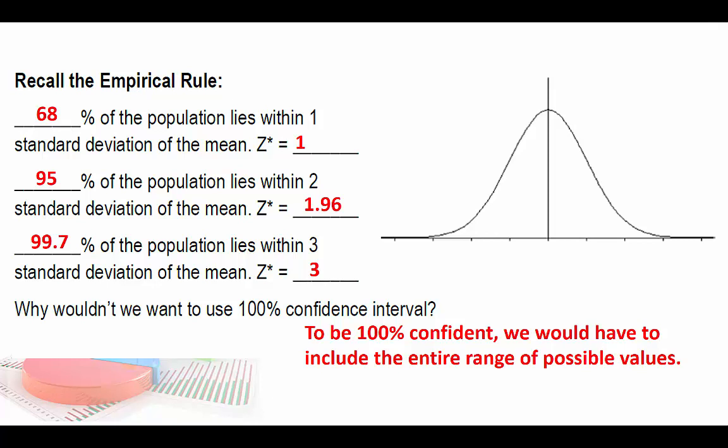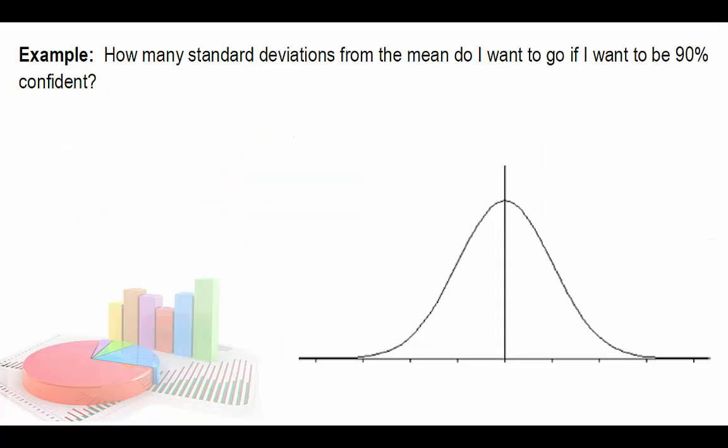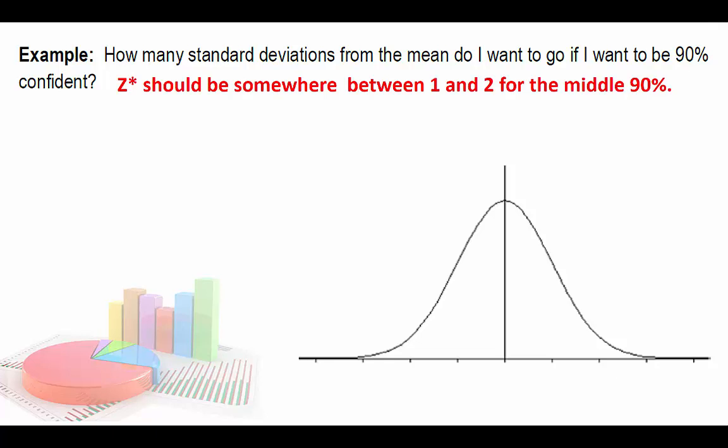So let's look at the next example. How many standard deviations from the mean do I want to go if I want to be 90% confident? Well, z star should be somewhere between 1 and 2 because I want the middle 90%. Well, how much does that leave for the other two pieces? Well, they have to be the same size. There's 10% left. So there's 5% in front and 5% in back.